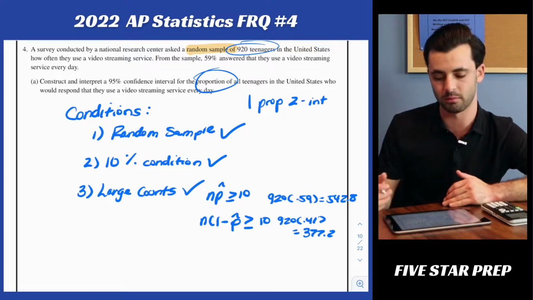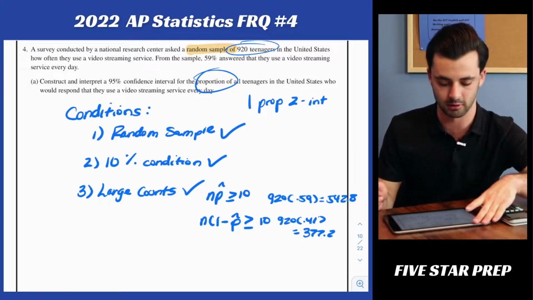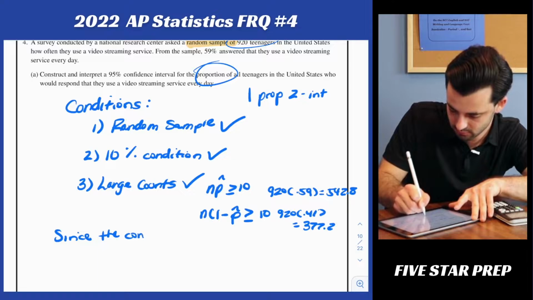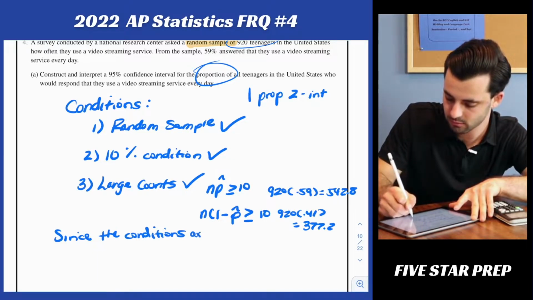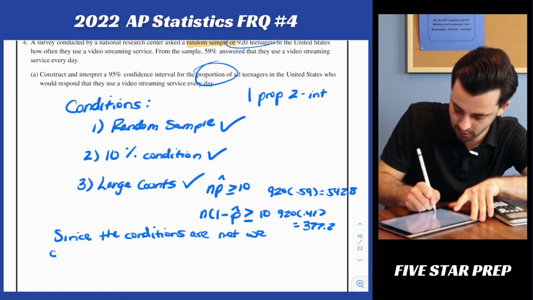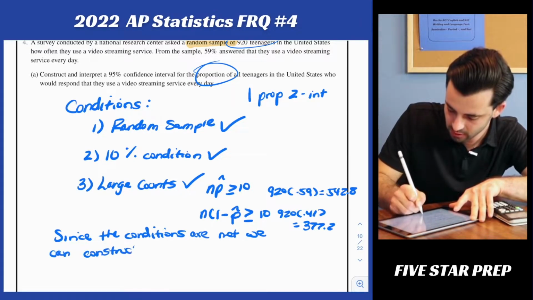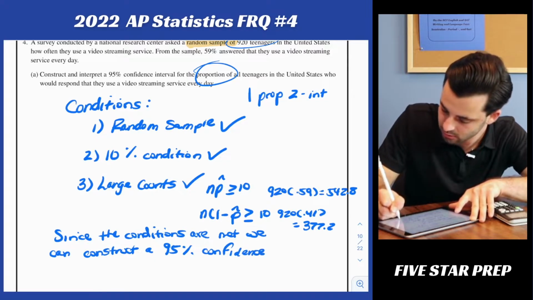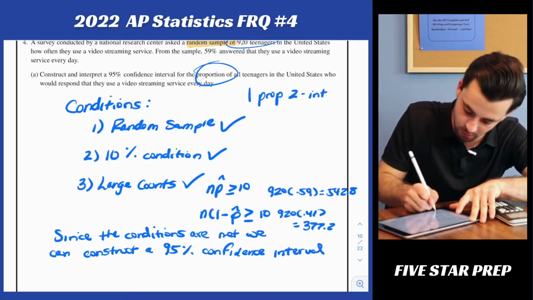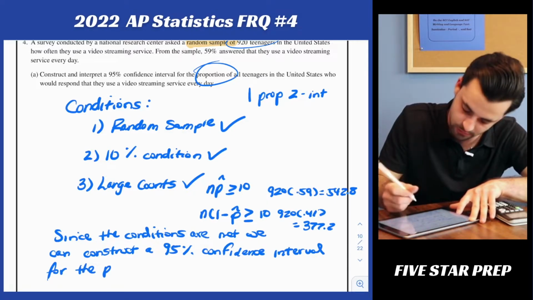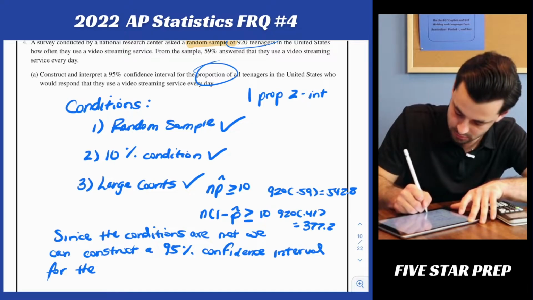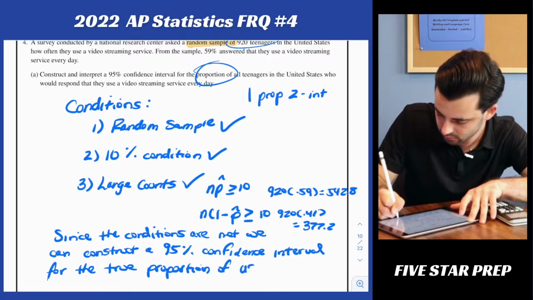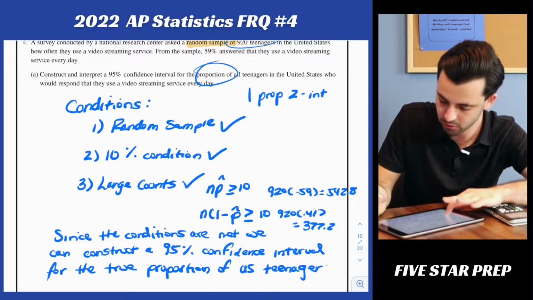Now we can go ahead and construct our 1 proportion z interval. So what you're going to state is, since the conditions are met, we can construct a 95% confidence interval for the true proportion of U.S. teenagers who use streaming services daily.